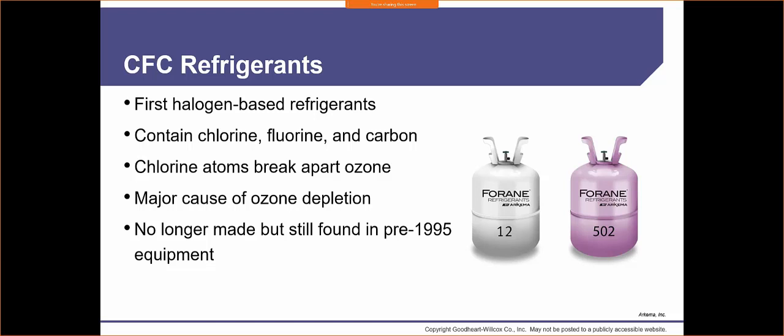CFC refrigerants were the first halogen-based refrigerants. They contain chlorine, fluorine, and carbon. The chlorine atoms break apart the ozone. Major cause of ozone depletion. All right, we've already talked about all this. They're no longer made, but still found in pre-1995 equipment. R12, that was actually really popular with automotive vehicles. Everybody's car had R12 in it. You can still find R12 a little bit here and there, but all new vehicles no longer have R12, right?